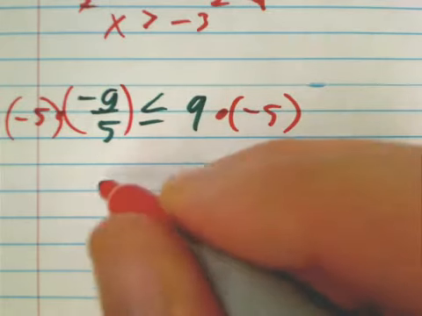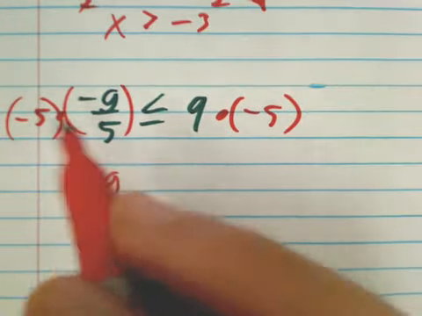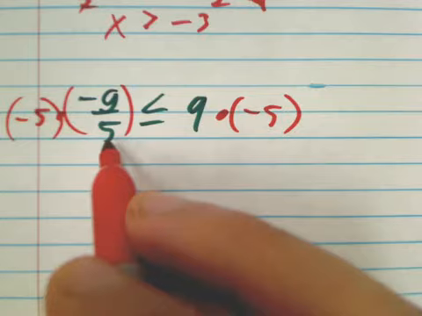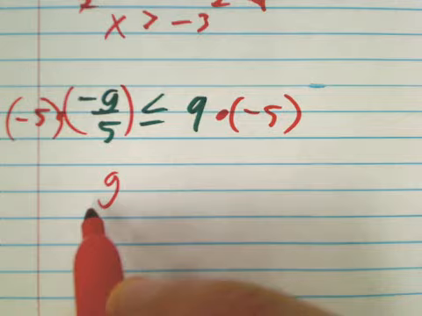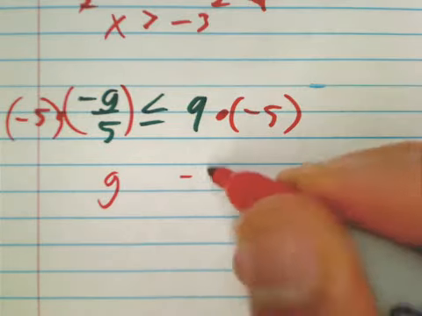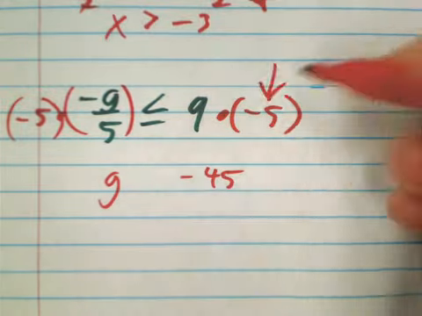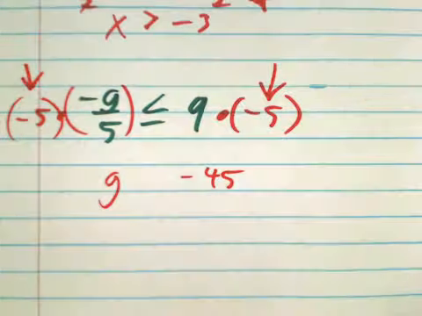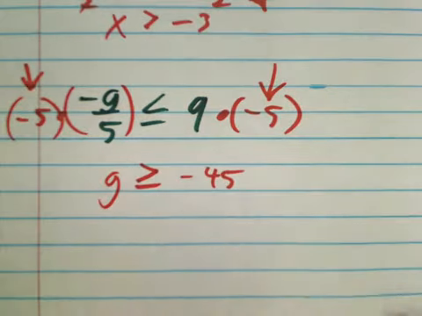Okay, now over here I just have g. Negative 5 divided by negative 5, everything cancels out. Or you could say 5 divided by 5, and then a negative times a negative is positive. 9 times negative 5 is negative 45. And what did I do? I multiplied by a negative number. That's what I did, so I do need to switch that around.